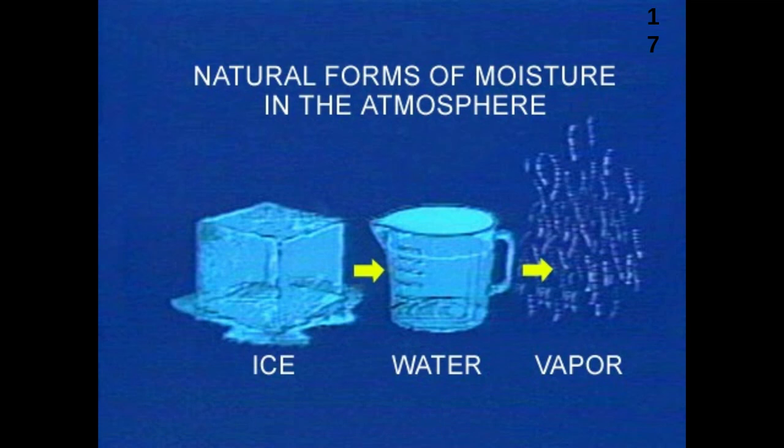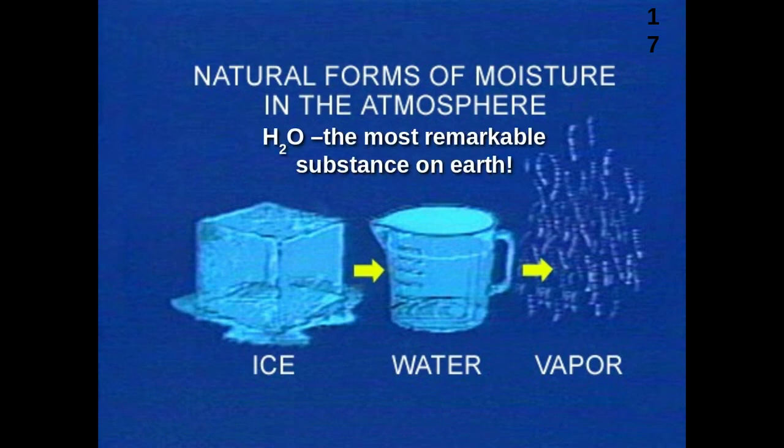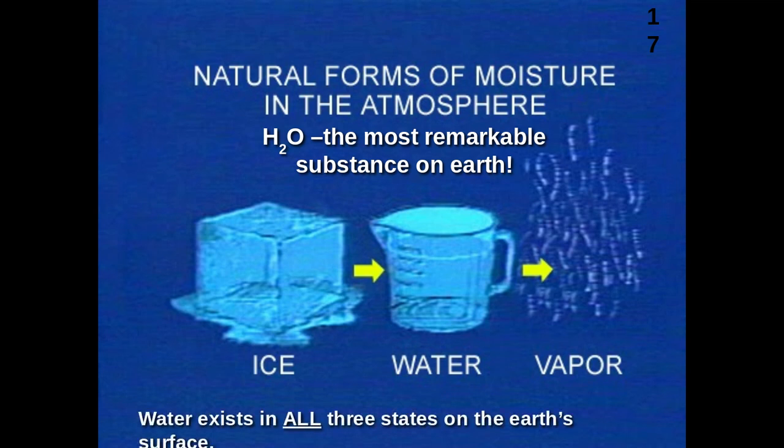And we see here that we have ice, water, and vapor, which represents one of the most remarkable substances on Earth. In fact, Earth is really the only planet in which water can exist in all three states. So it exists as an ice, liquid water, and vapor. And just for clarification purposes, we would call ice a solid, water a liquid, and of course the vapor, we can call it a gas.